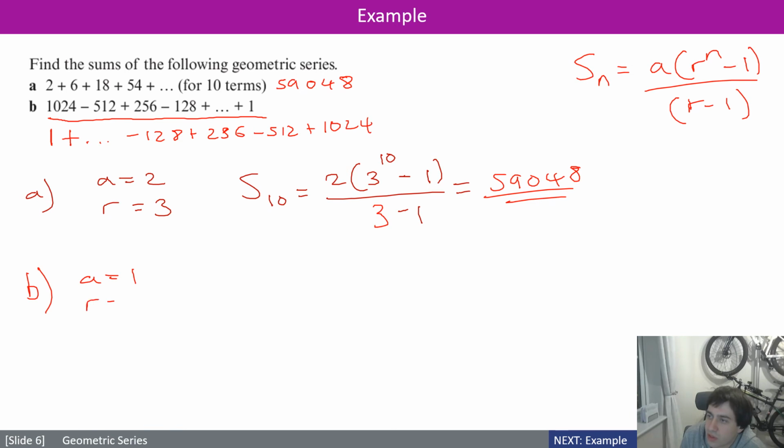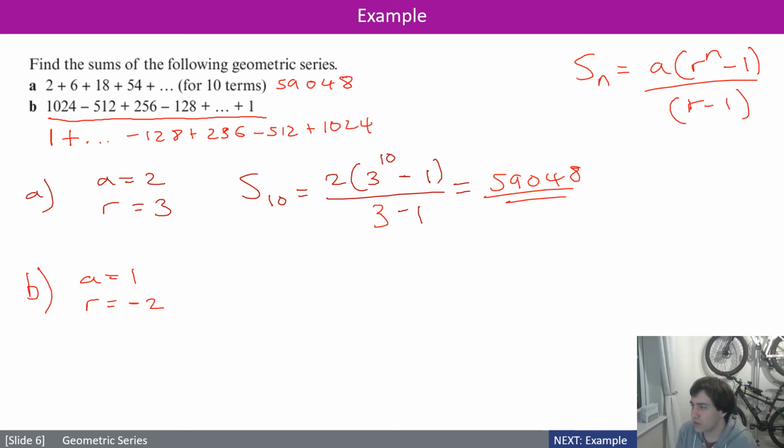The common ratio in this case is going to be minus 2, because it's doubling but then flipping the sign each time. Note that if it was the other way around, I'd have the first term 1024 and the common ratio minus a half, which is not as nice. So I prefer this one. Then the question is to sum up the series.